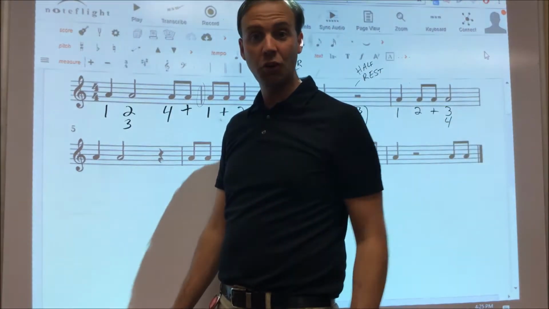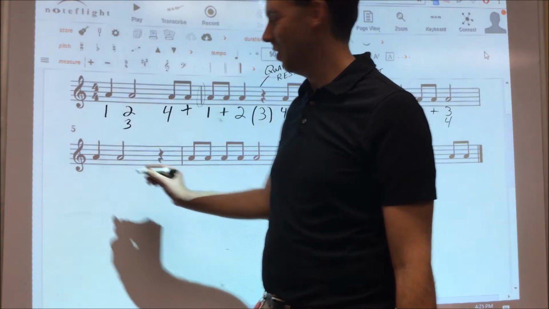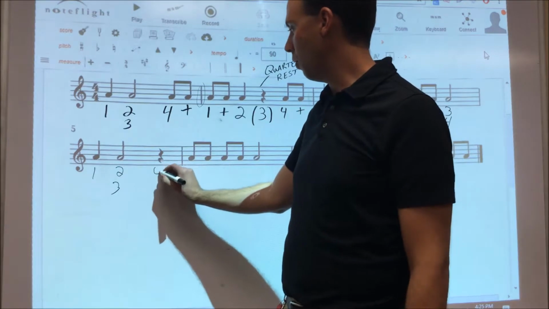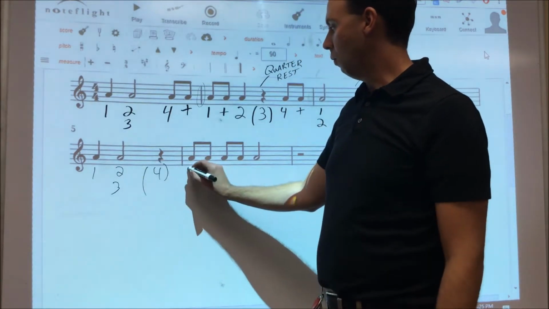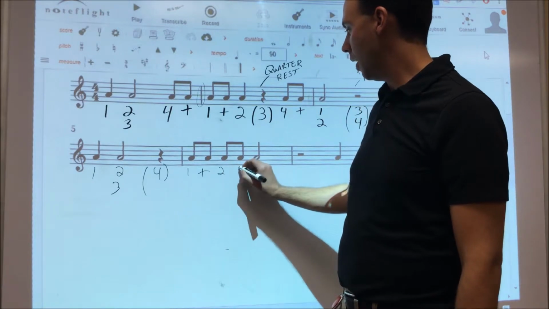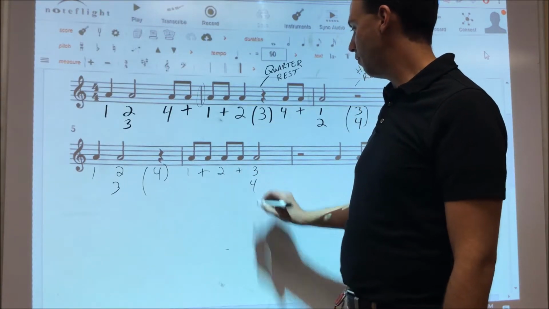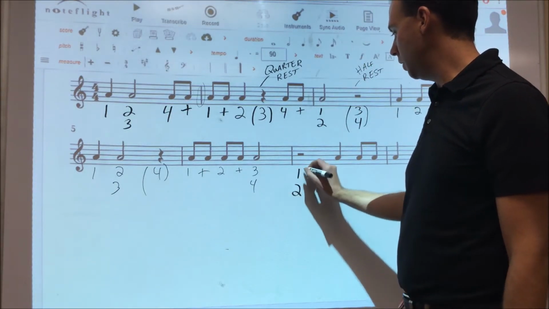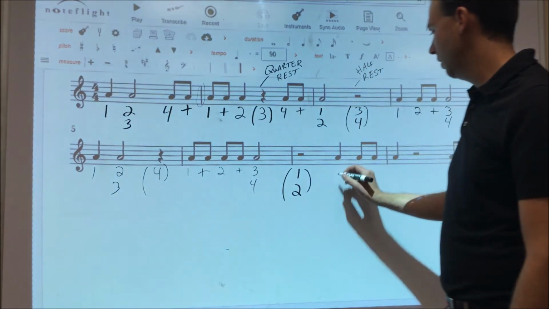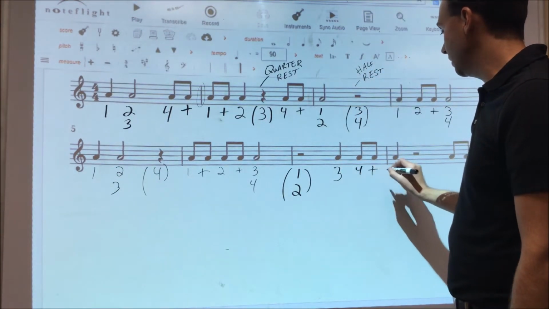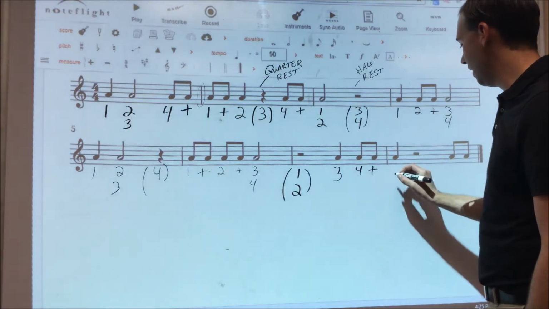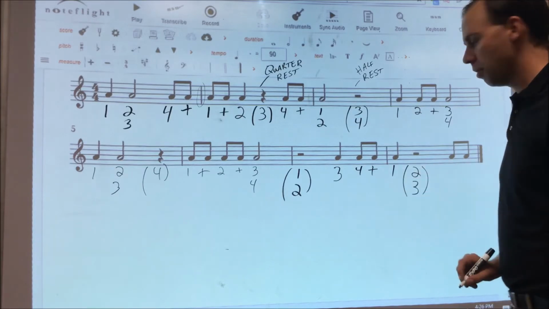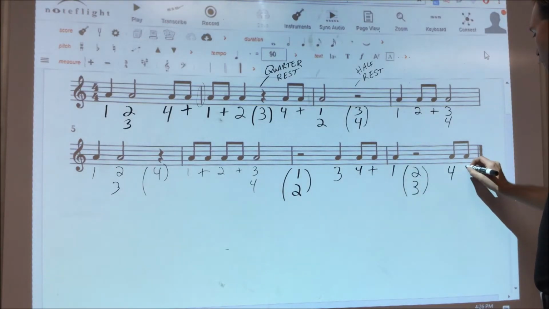Have you got them? Good. Let's go through the second line. 1, 2, 3 on the half note, 4 in parentheses. 1 and 2 and 3, 4, all covered. This measure starts with a half rest, 1, 2 in parentheses, 3, 4 and. All covered there. Last measure, 1. Half rest in the middle of the measure is 2, 3, and it ends with 4 and.